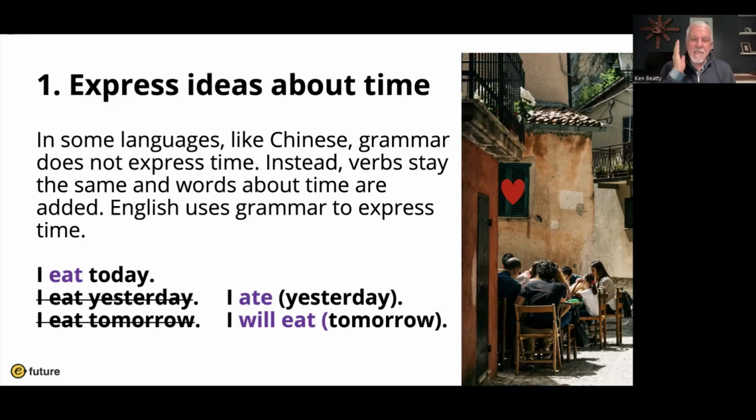Instead, verbs stay the same, and words about time are added. So English uses grammar to express time. So in Chinese, you would say, I eat today, I eat yesterday, I eat tomorrow. And it's the yesterday and tomorrow words that are indicating when the action takes place, not the past tense or the future tense, where we would say in English, I ate or I will eat yesterday or tomorrow.